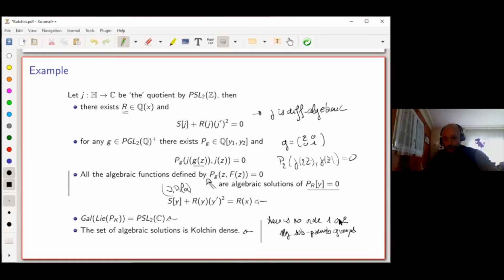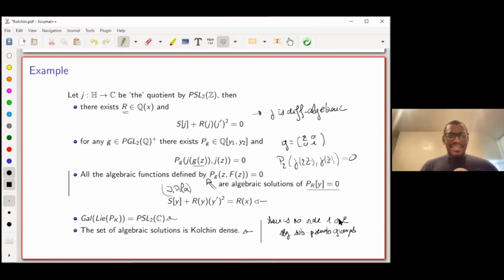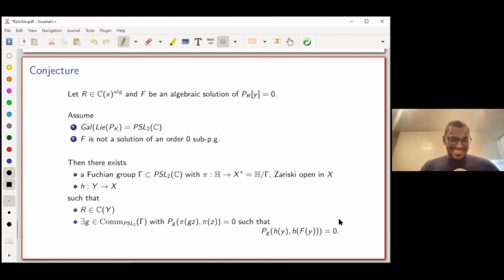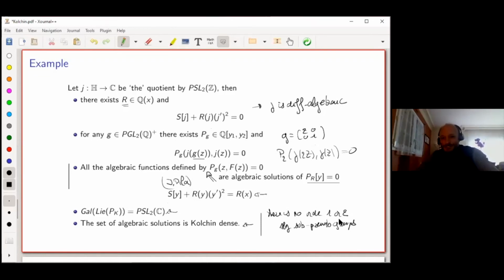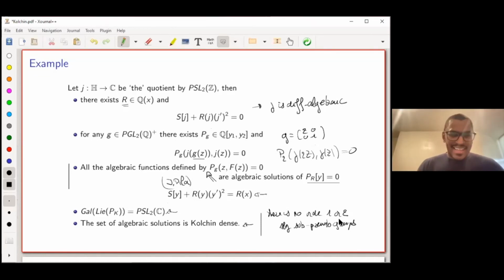So I propose to stop here on this example. All right, perfect. And then I have other things for later. All right, perfect. So let us thank Guy for the first part of his talk.